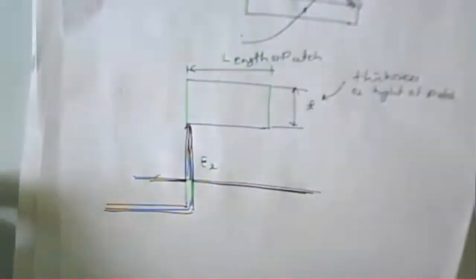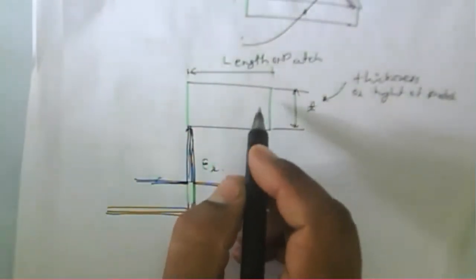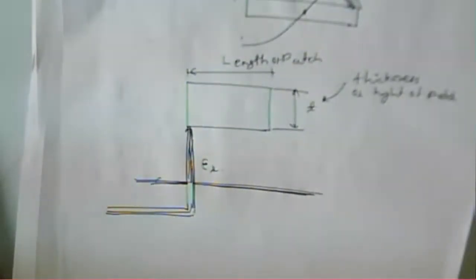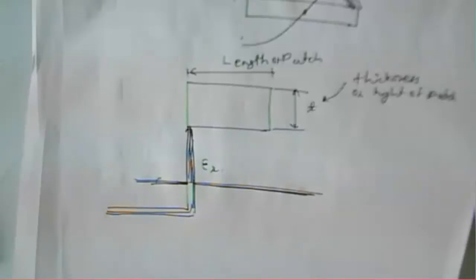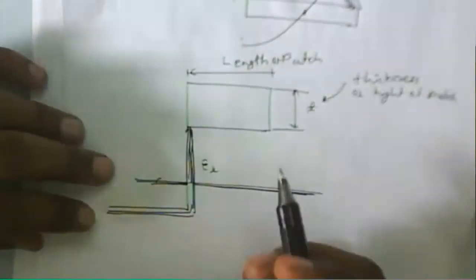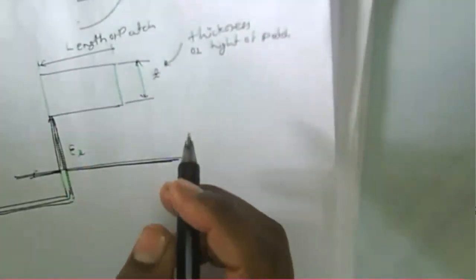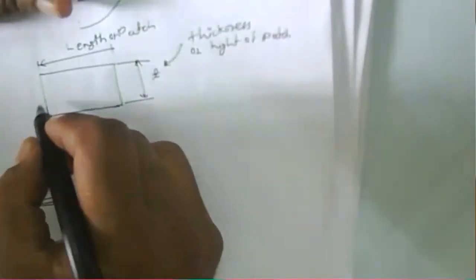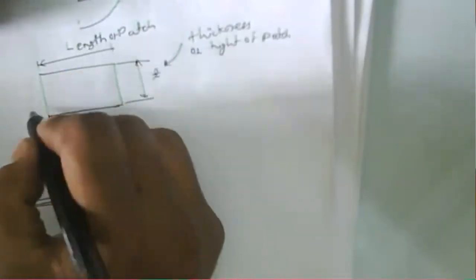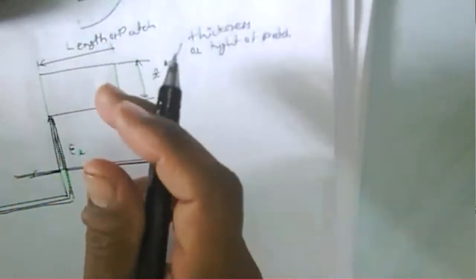So if the thickness is very small, then what happens? Whatever wave is generated is within the dielectric. For the given patch, if that thickness is small, then because of the small thickness the wave is generated within the given surface. If the thickness is large, then it will be generated outside. You can consider it like that.